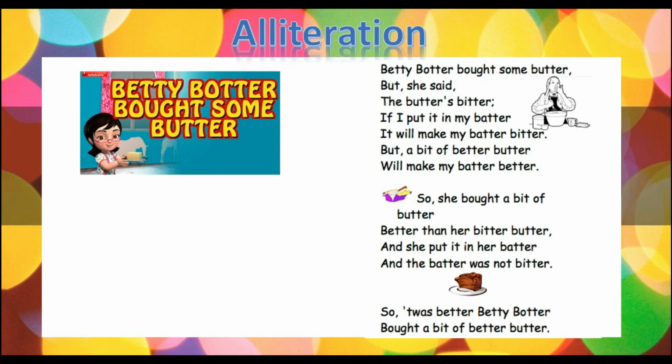So again, I will repeat. On the big copybook, if you don't have the big copybook, use the small one, I want you to add the title. The lesson today is all about alliteration. Then I want the title of the poem, which is Betty Butter Bought Some Butter. Last but not least, write this poem, all three stanzas, on the copybook. After you finish, circle all, all, all the alliteration found in all three stanzas.